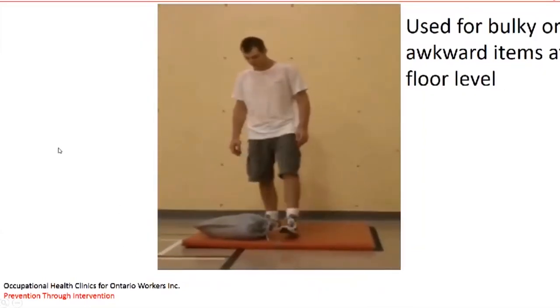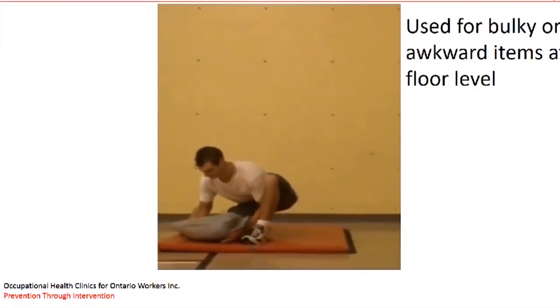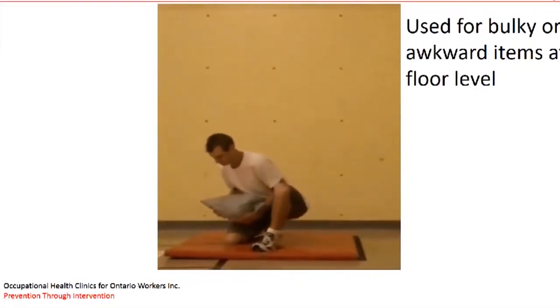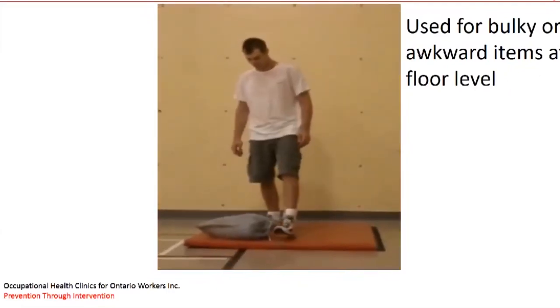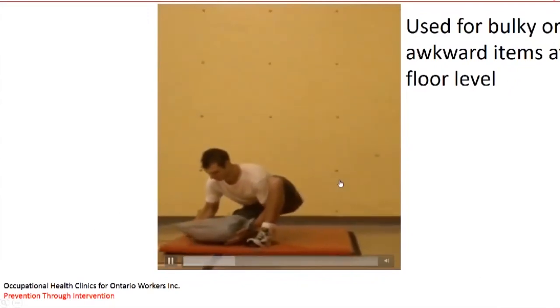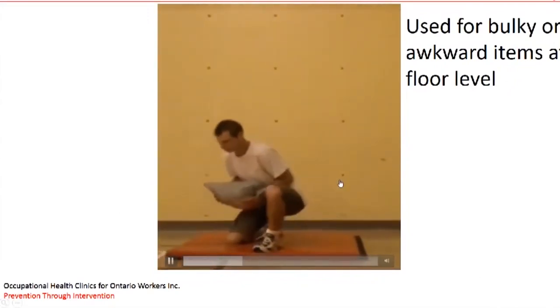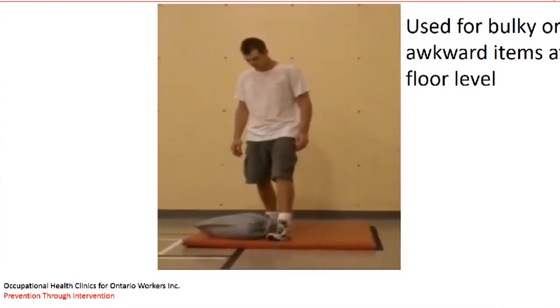The tripod lift is used for bulky or awkward items located at floor level. Put one foot next to the object. Keep your back straight, push your buttocks out, and slowly lower yourself down onto one knee. Position the object close to the knee on the ground. Grasp the object firmly with both hands.